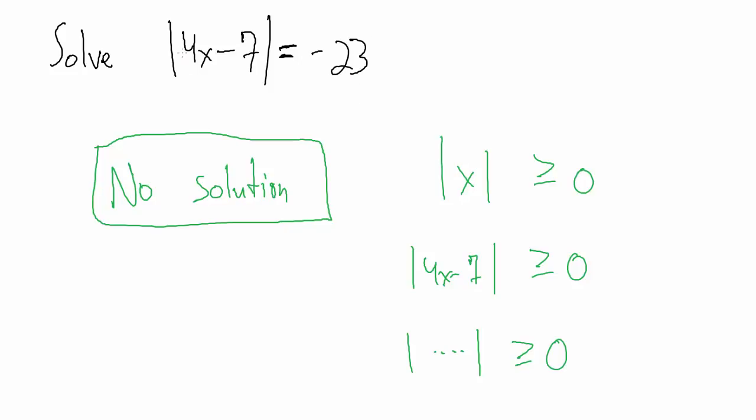So if you take the absolute value of 4x minus 7, or the absolute value of anything, you can never ever get negative 23. No matter what x is, you're never going to get negative 23 over here. In other words, there's no value of x that will give you the absolute value of 4x minus 7 equals negative 23. It will just never happen. That's a key thing to remember with absolute value equations: if you take the absolute value of something, the result is always going to be positive or 0. So that is why there is no solution for this particular equation.